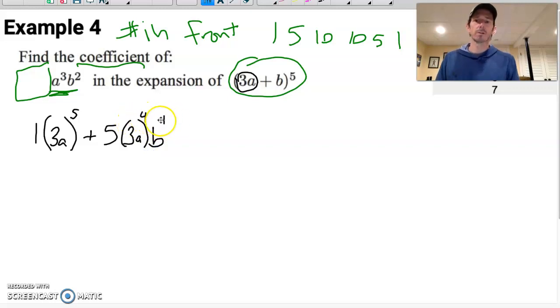Again, I'm only writing that 1 so you see that these are always going to add up to the 5 right here. Now I'm going to pause, because this would give me a to the 4th, b to the 1st. I don't want that one, so I don't care about either of these terms. I'm just going to keep going.